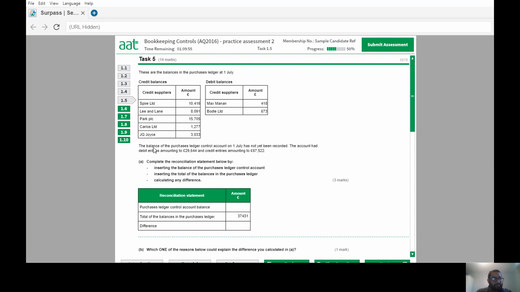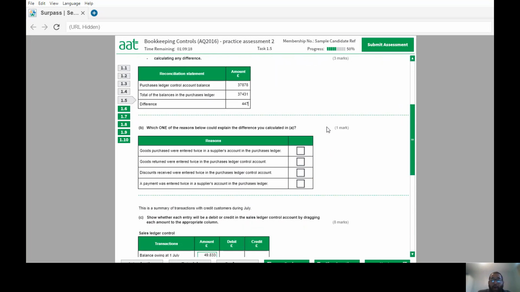And then we're looking at this information. The balance of the purchase ledger control account also not yet been recorded. The account had the debit entry is 29,644, credit entry is 67,522. So 67,522 the highest. Take away this 29,644. The answer is going to be 37,878. Okay, so 37,878 pounds. So the difference between those two accounts will be 447 pounds. So there is a difference of 447 pounds.